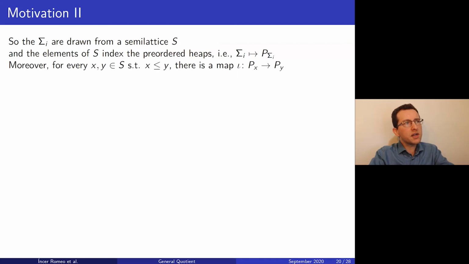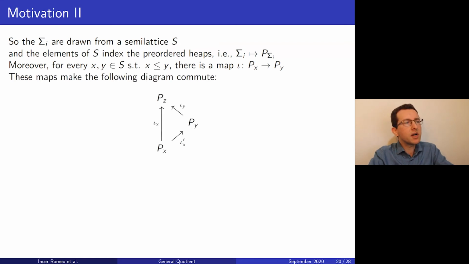For every x and y such that x is less than y in the semi-lattice, there is a map from the preorder heap indexed by x to the preorder heap indexed by y. And this is a map that allows us to ship languages from px to py. These maps should make the following diagram commute. The diagram says the following. Suppose that you have a language in px and you want to ship that language into pz. It shouldn't matter whether you first go to pz directly from px or whether you first go to py and then you go to pz. We should get the same result.